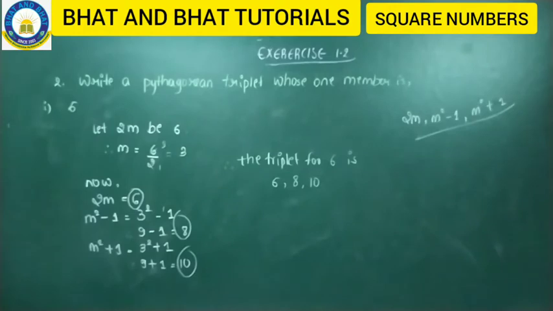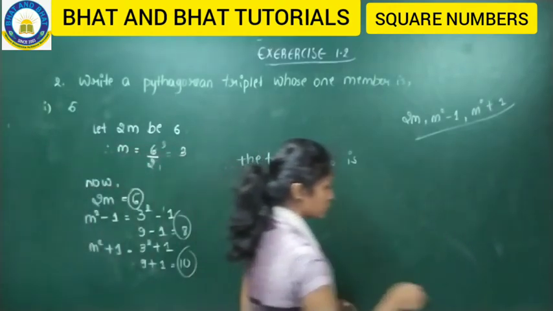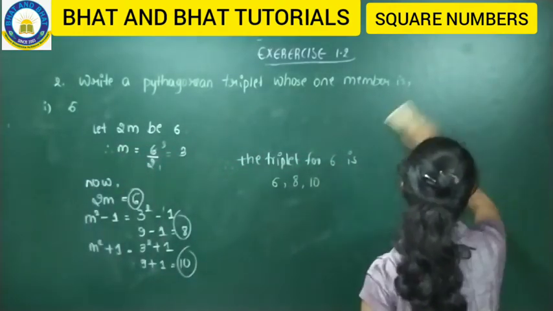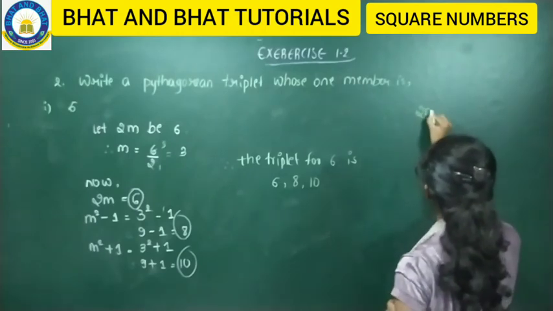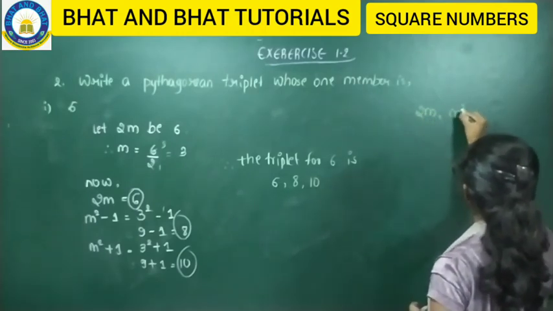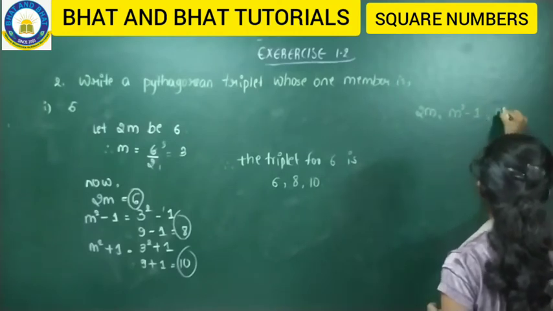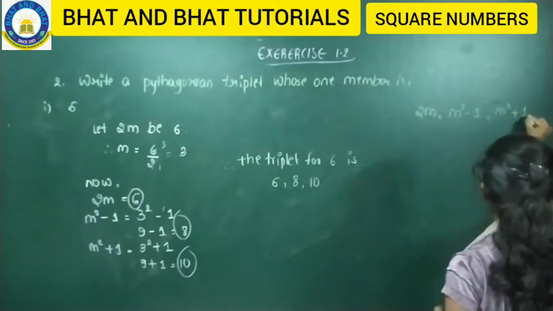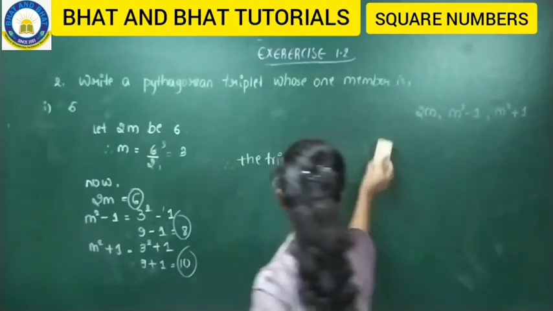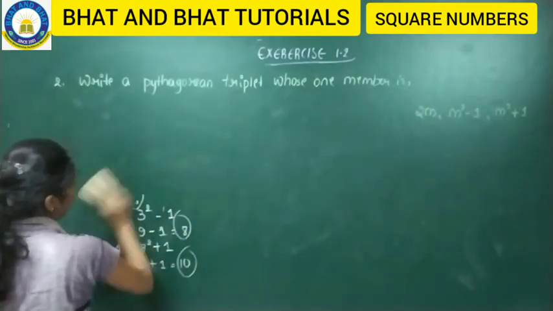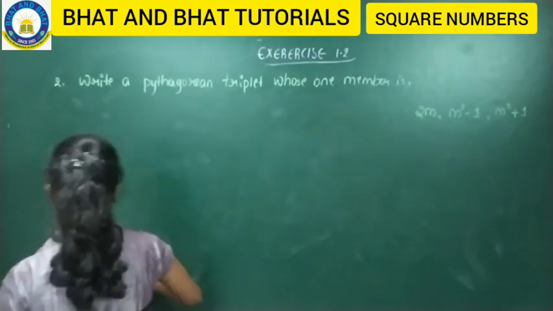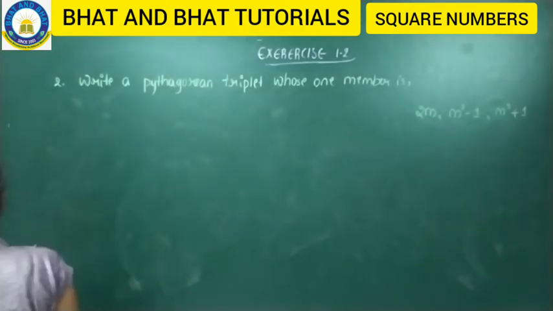So fine, hope you all understood the first question. Now I'll just move on to the second question. So let the base be here, okay? 2m, m square minus 1, m square plus 1. So that it will be helpful for you. So now come to the second part, second question.